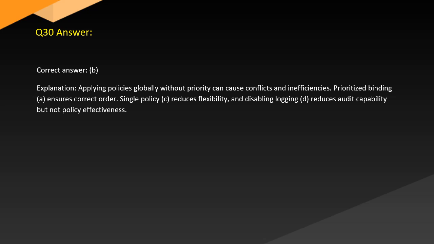Answer. Correct answer. B. Explanation. Applying policies globally without priority can cause conflicts and inefficiencies. Prioritized binding, A, ensures correct evaluation. A single policy, C, reduces flexibility, and disabling logging, D, reduces audit capability but not policy effectiveness.